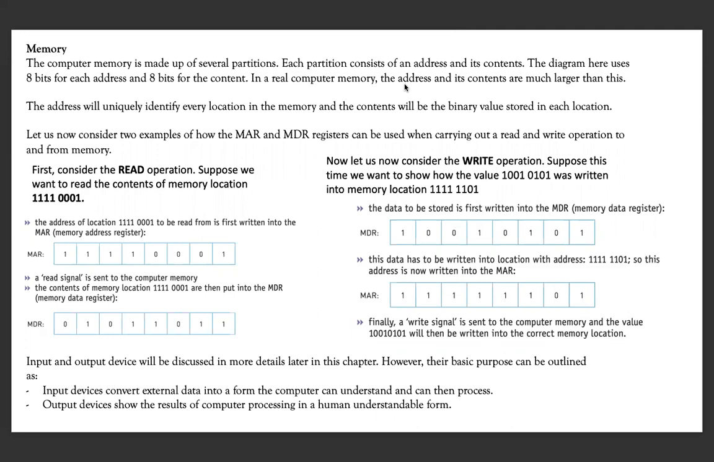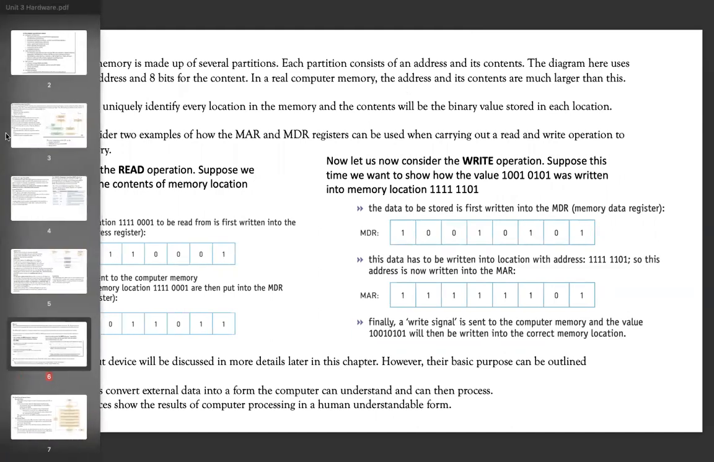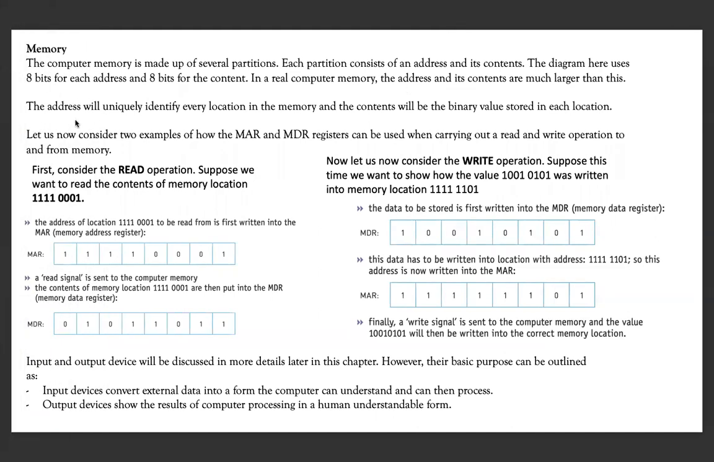Just to show you how this works, this is a simple example. We're going to be using an 8-bit register for this. The address will uniquely identify every location in the memory, and the contents will be the binary value stored in each location. Let us now consider two examples of MAR and MDR registers that can be used when carrying out read and write operations to and from memory. Let's look at the read operation first.